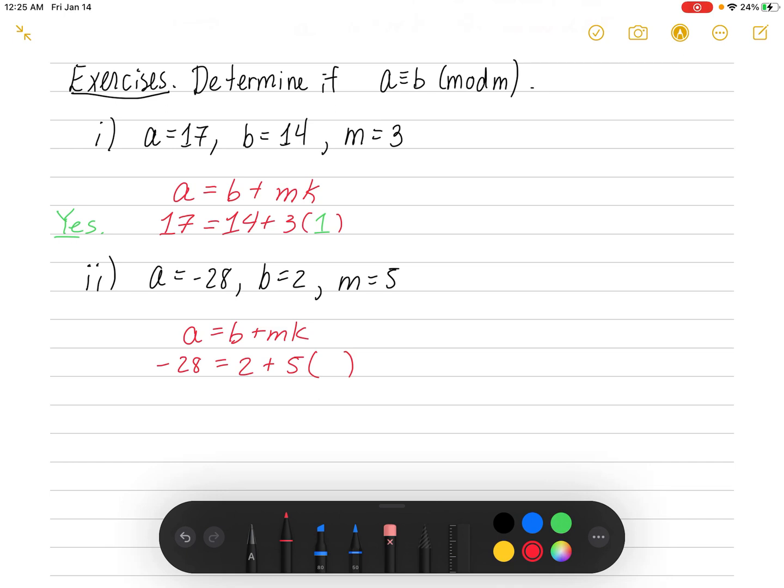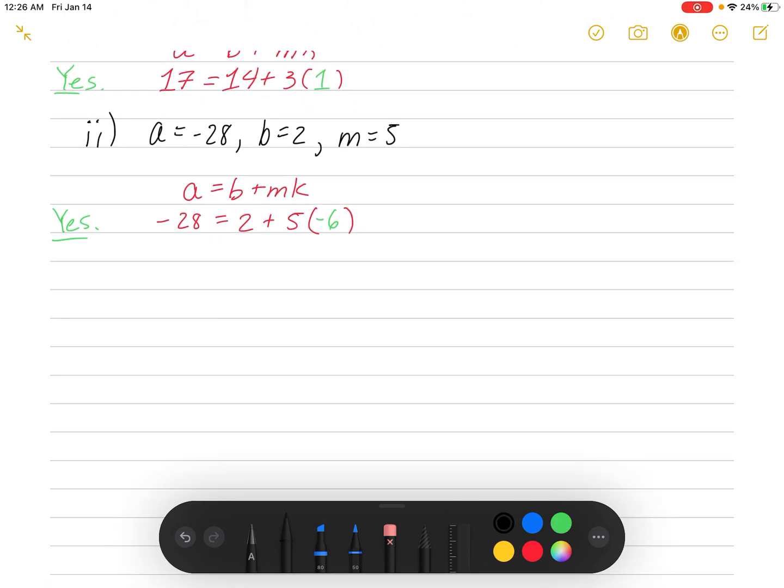Well, it would have to be a negative number. What could we do here? Let's try, how about -6? Plug in -6, would that work? Yeah, -28 is 2 plus 5 times -6, right? 2 plus -30 gives you -28. So that would check out. So this is a yes as well.